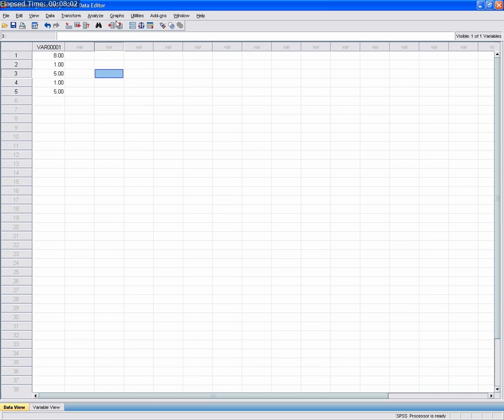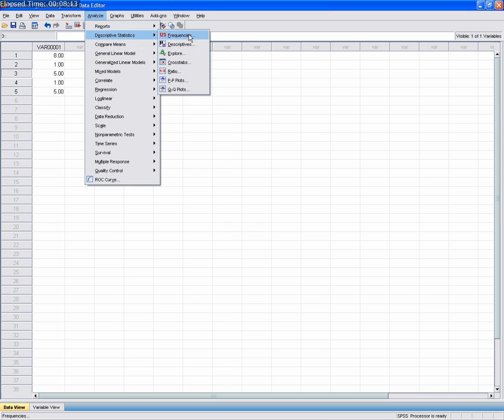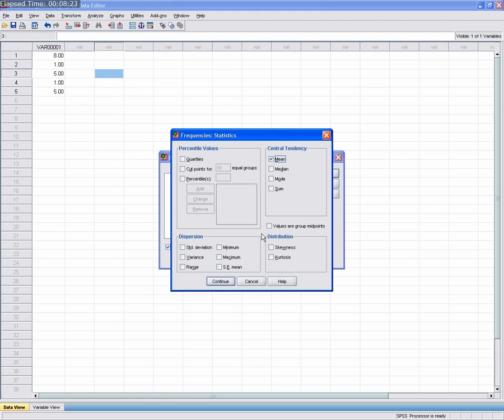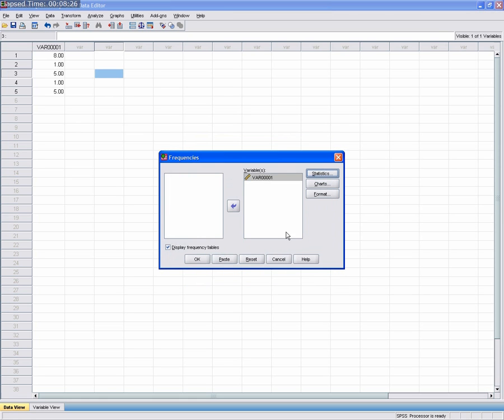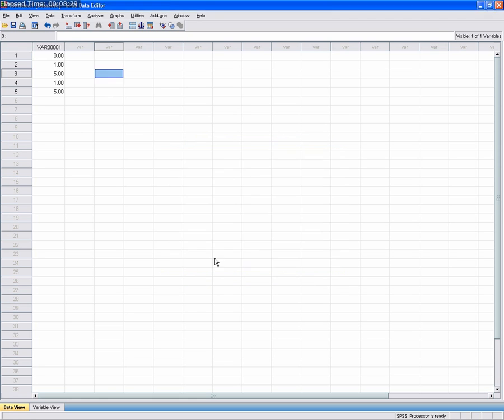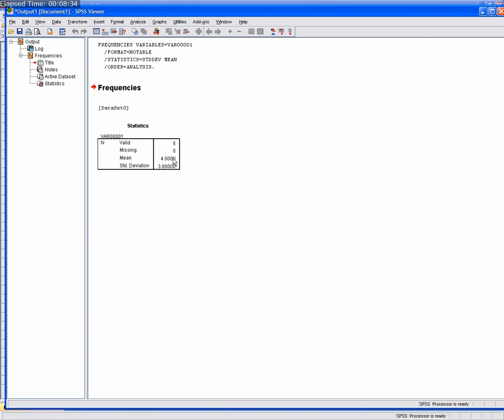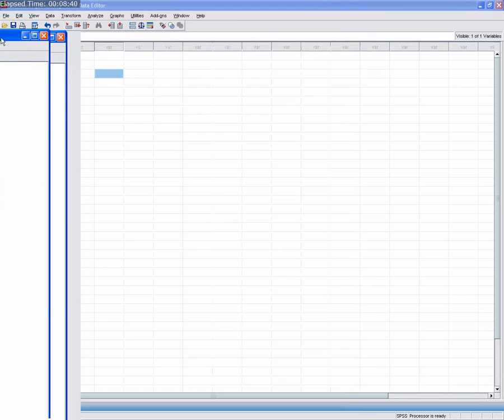Okay, so let's again take the variable we just named variable 1 this time, and we have the values that they gave us in the question in the textbook, and we will just go ahead and analyze descriptive statistics and frequencies and move variable 1 in, and that will bring all the x values in. And I'll pick the statistics again. We want the mean and the standard deviation. We'll continue and say OK, we don't need the frequency tables, and our mean is 4 and our standard deviation is 3, and I'm not going to erase that this time.